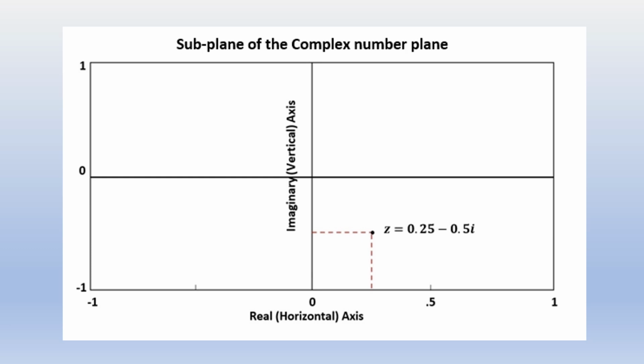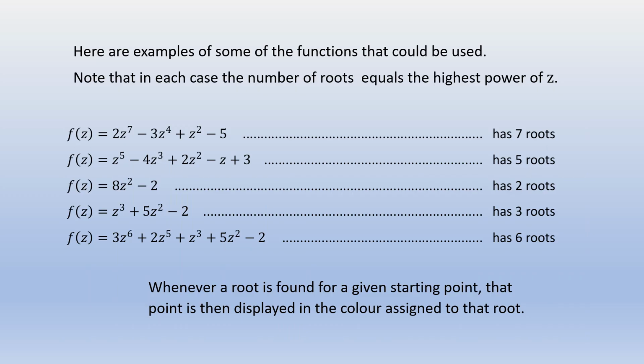Here are some sample functions we could use. Notice the one-to-one relationship between the highest exponent in the function and the number of roots it has. Suppose we have a given function like one of these. We know how many roots there are, so we assign a different color to each root. Using every point in our subplane as our initial point, we use the Newton-Raphson method to find a root. Then we draw that point in the color we assign to that root.